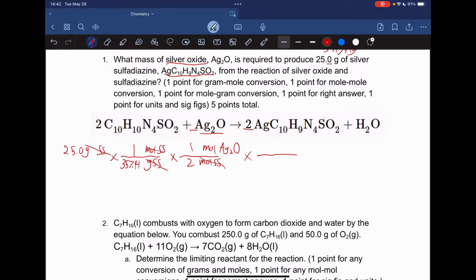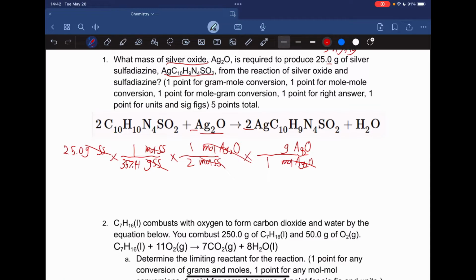So we're going to need to multiply by the ratio, which is going to have grams on top and moles on bottom, and that should look familiar. That is molar mass. So this is going to be the molar mass of silver oxide over the moles of silver oxide. That's going to cancel moles of silver oxide and give us finally the grams of silver oxide. But we need to know the molar mass.